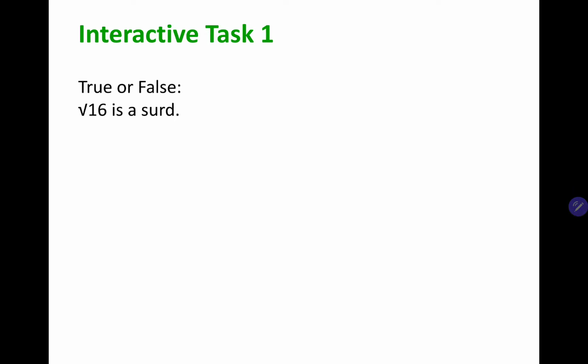We have our interactive task. Here, it's a true or false question. Is root 16 a surd? Yes or no? True or false? Okay. Number 2, I want you to fill the blank in this expression. Root 75. So what are the factors of 75? 25, and you let me know, okay?